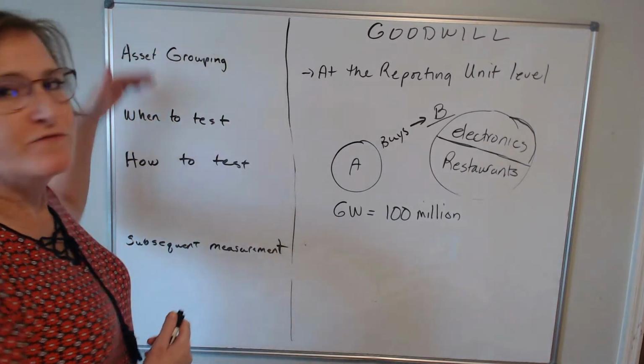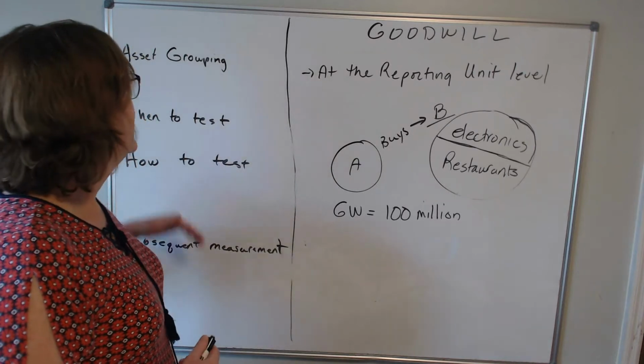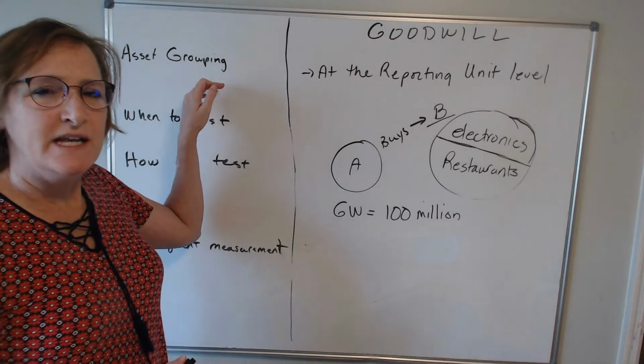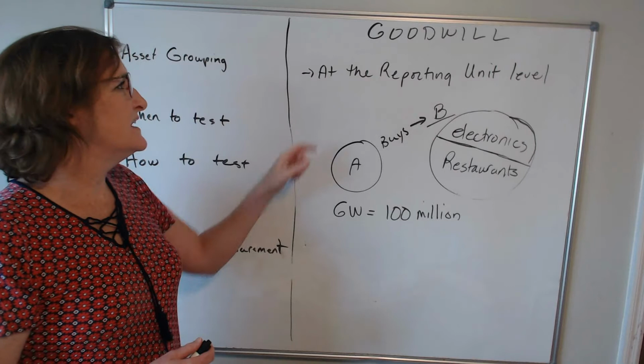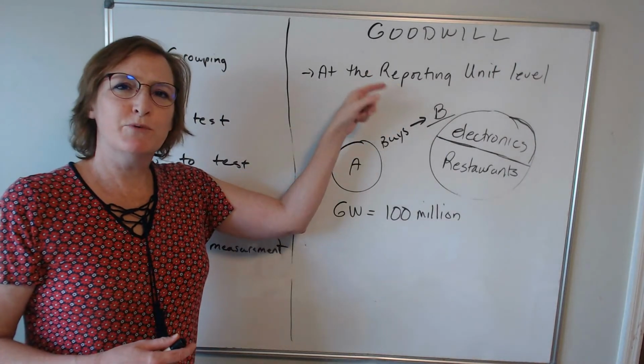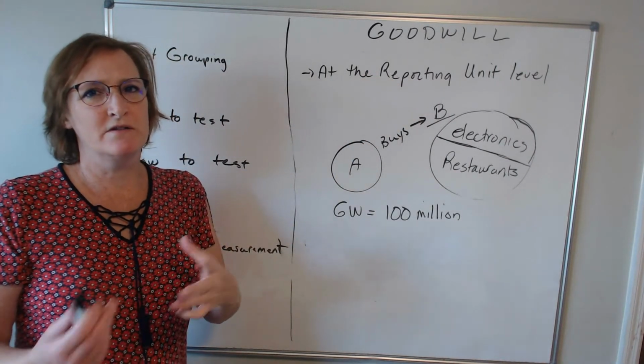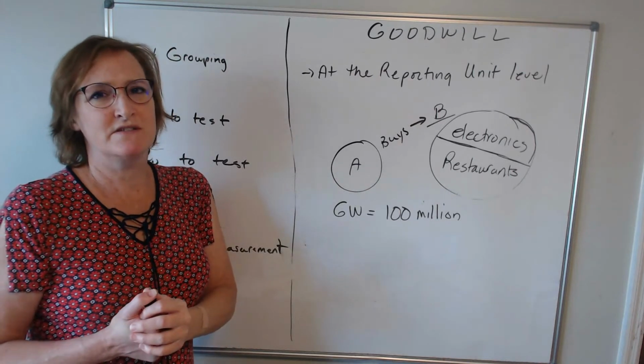So what we have is our four main things on the side, as usual. We're going to start with asset grouping. And asset grouping for goodwill is done at what they call the reporting unit level. Okay, so I want to give you a little explanation of what this is.